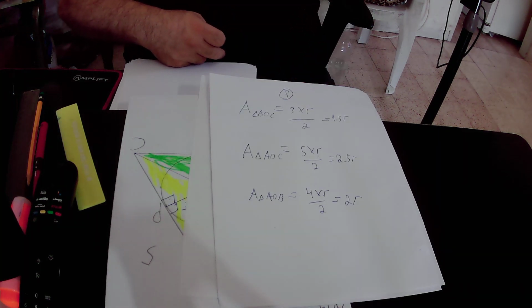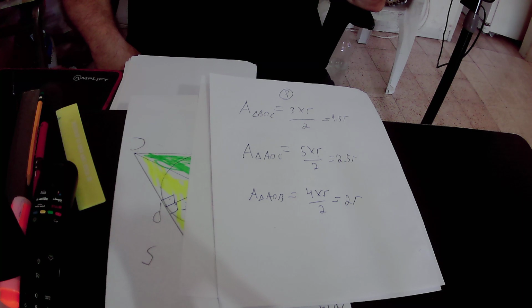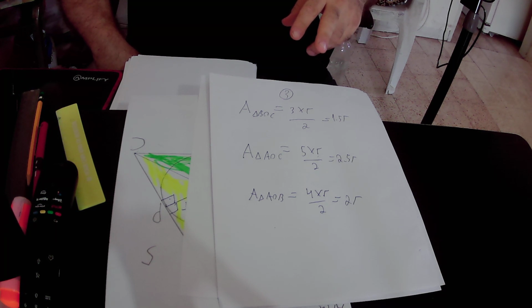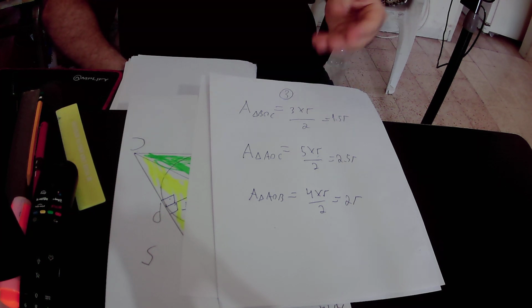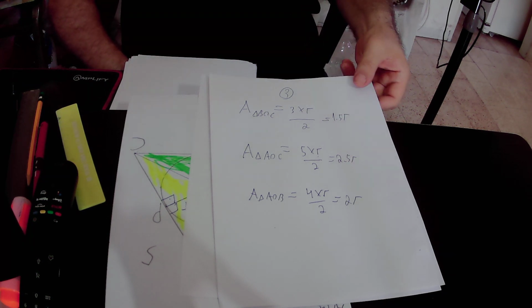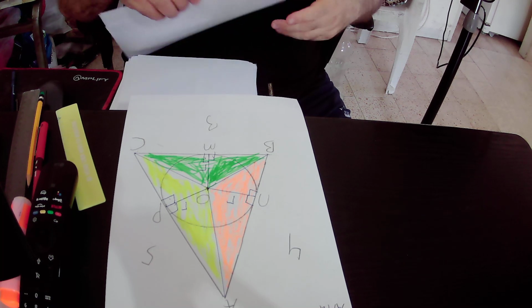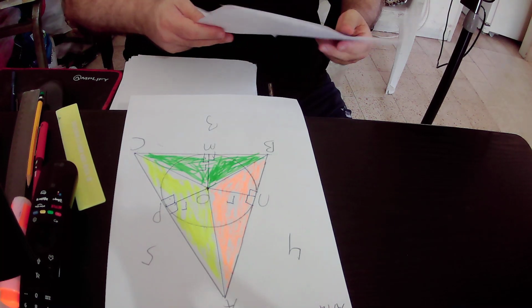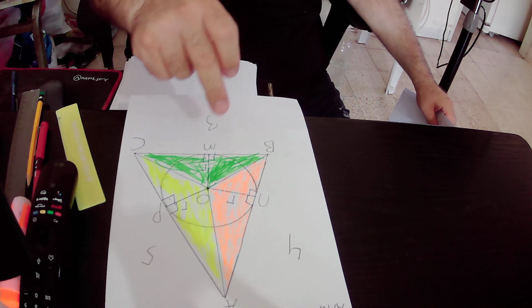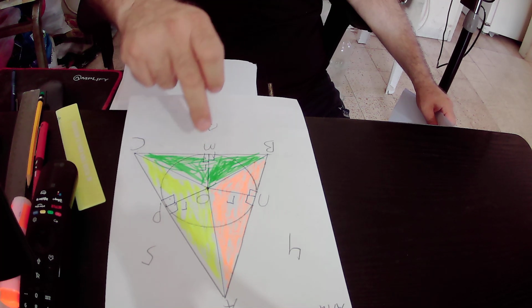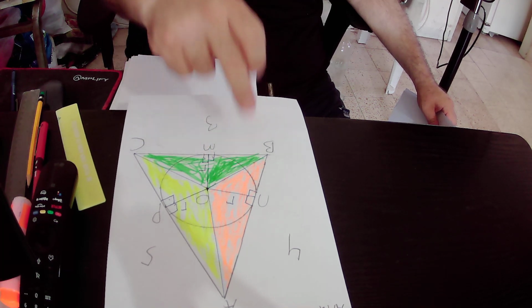So we calculated the area of the green triangle, that equals 1.5 times the radius of the circle, and we calculated the area of the yellow triangle, that is 2.5 times the radius of the circle, and we also calculated the area of the orange triangle, that is 2 times the radius of the circle. Okay, and we know that the area of the big triangle ABC equals the sum of the areas of the yellow triangle plus the green triangle plus the orange triangle.